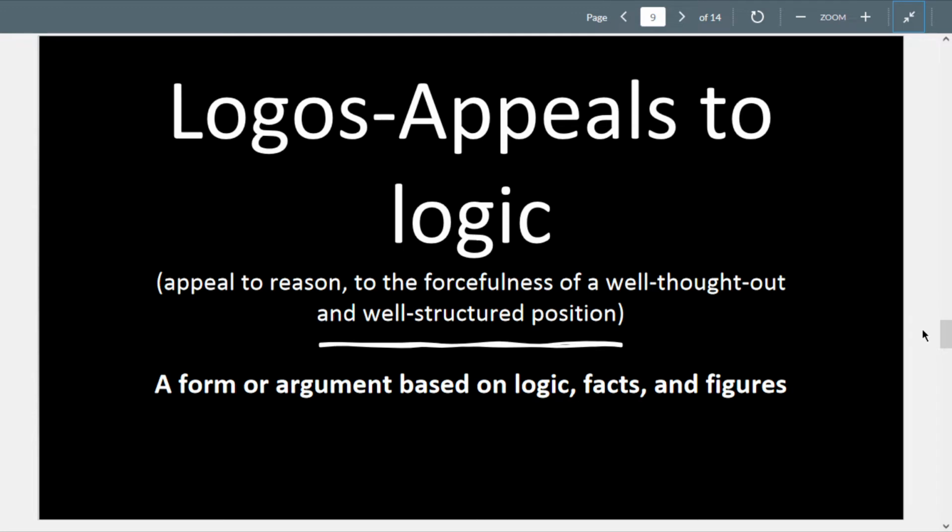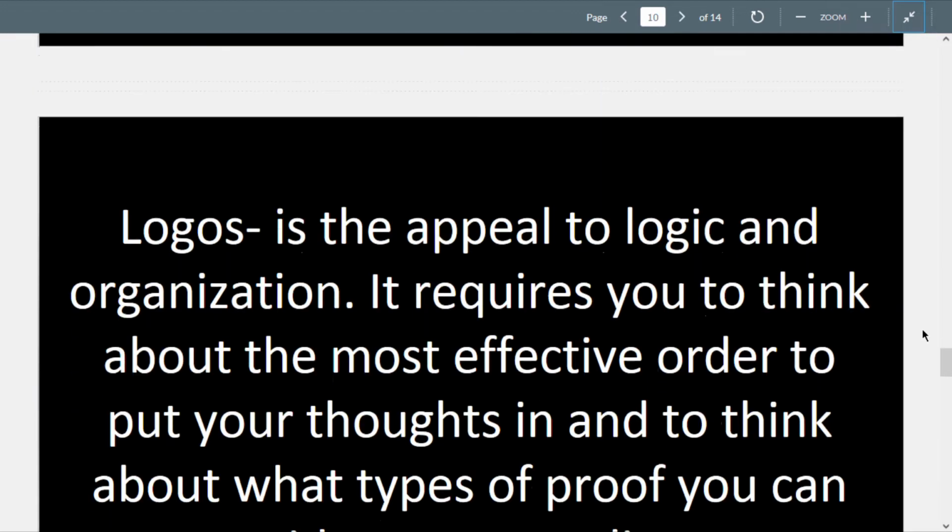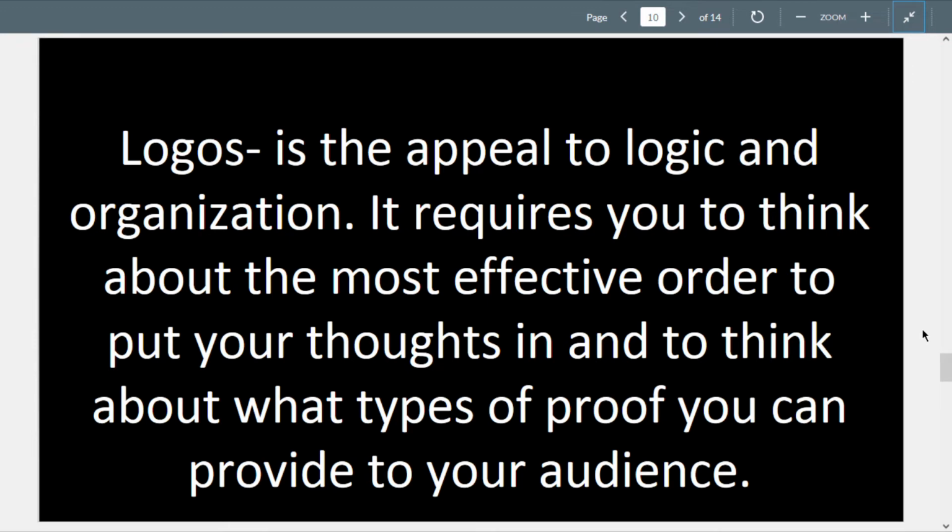So logos is a form of argument based on logic and facts and figures. Okay, logos reminds me kind of statistics a little bit. So logos is the appeal to logic and organization. It requires you to think about the most effective order to put your thoughts in and to think about what types of proof you can provide to your audience. Okay? It's getting those details down, putting them in order so that it makes logical sense.